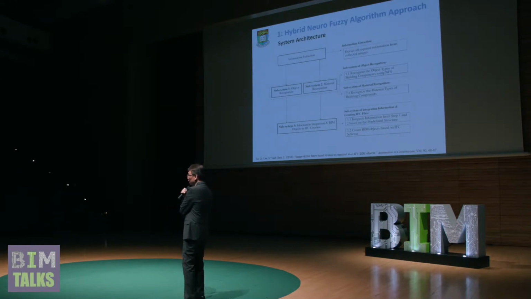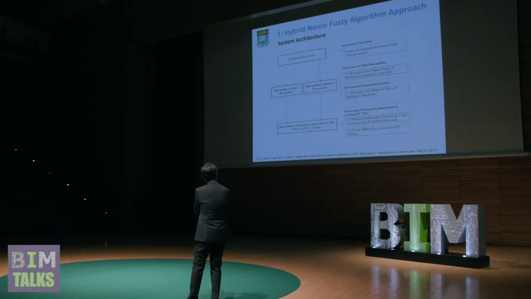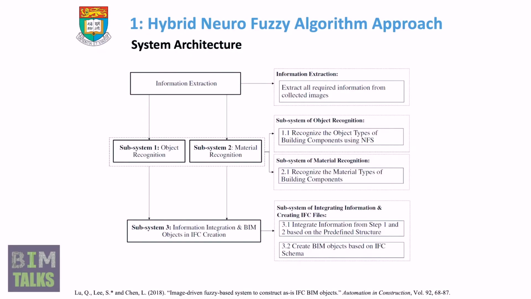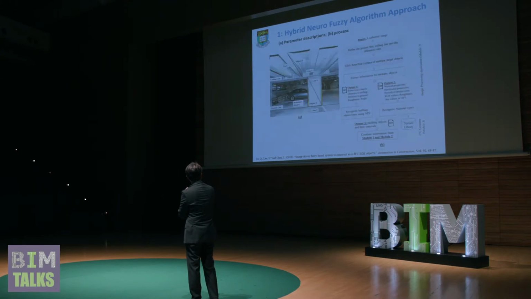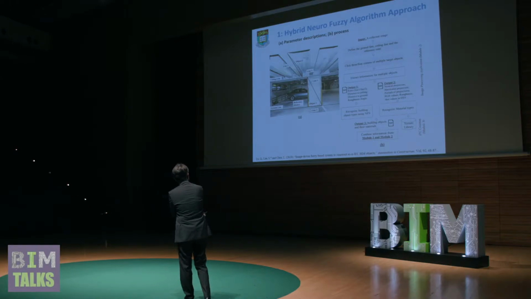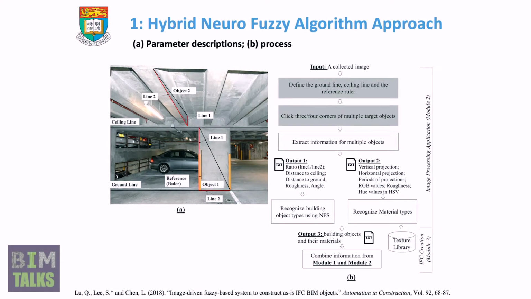This is the simple system architecture. So simply collect the information from the images, and then recognize objects, and then recognize their materials, and then combine these together and create an IFC BIM model. At that time, when I started this research, we had some difficulties to fully automate this process. So we started with a semi-automated way.